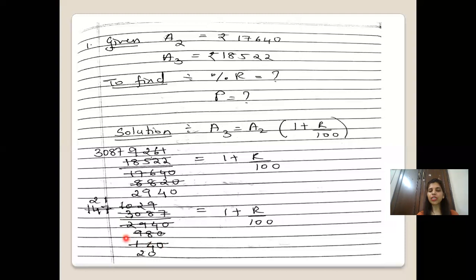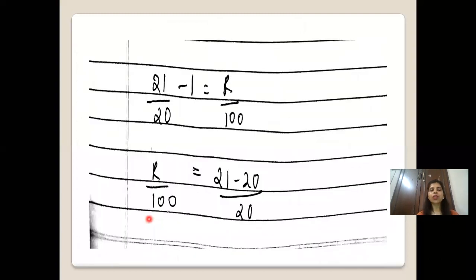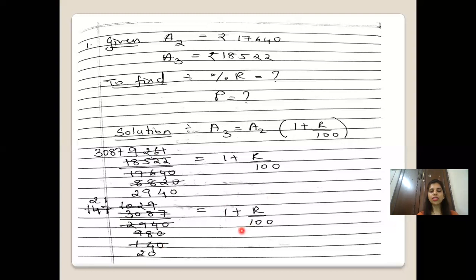See whether you can further divide it. You can further divide it with 7. So 7 twos are 14, 7 ones are 7, 7 twos are 14, 0. So now the final answer you get is 21 upon 20. So now as you can see here it is plus 1.